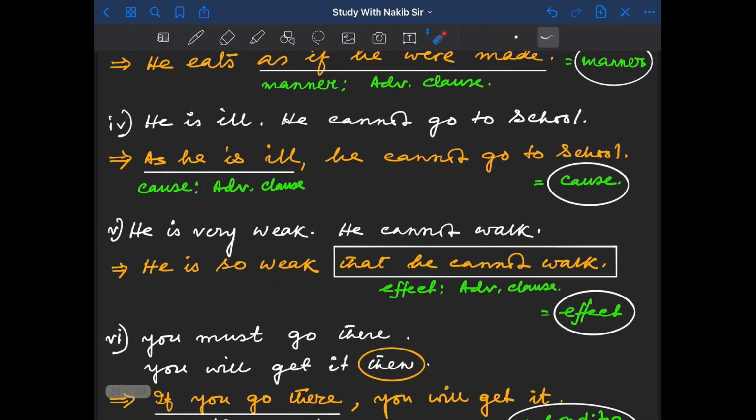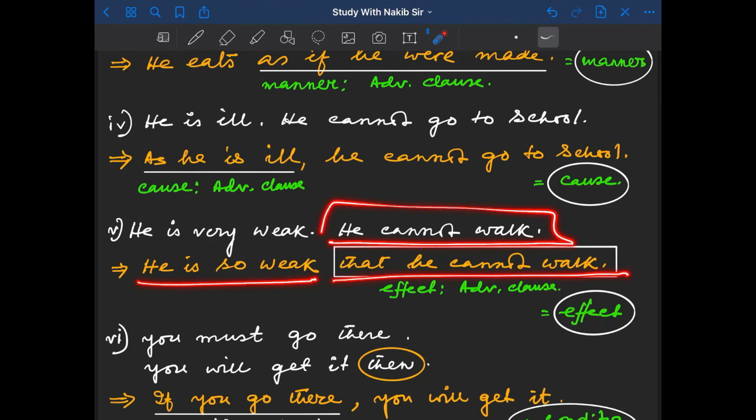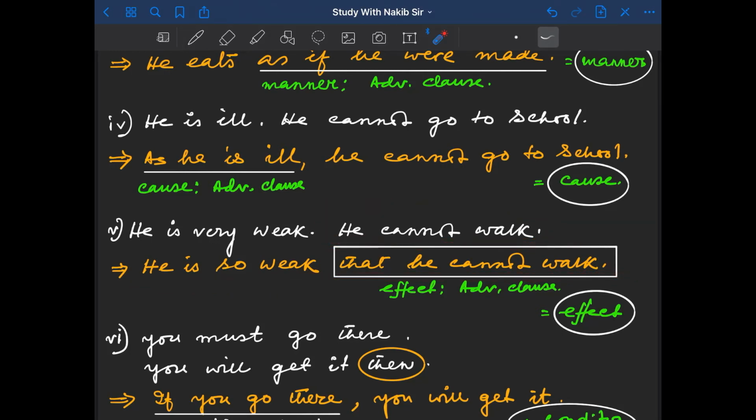He is very weak. He cannot walk. When this type of sentence, very weak, is put as a part of a complex sentence, turn very into so. So it became, he is so weak. He is so weak. What happened? That he cannot walk. This is the effect, right? That he cannot walk. So your combined sentence is, he is so weak that he cannot walk. This is an adverb clause expressing an effect.